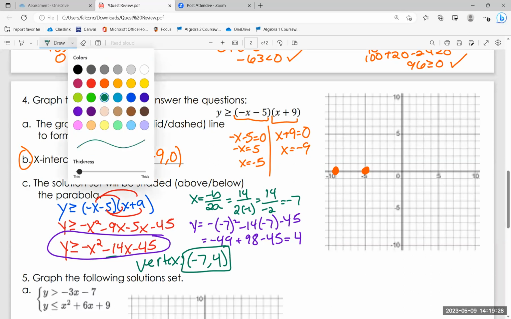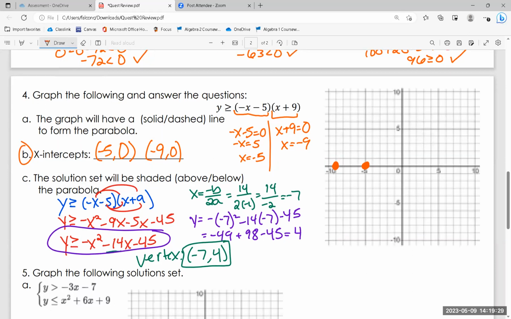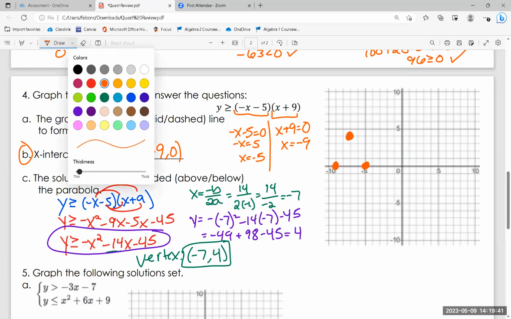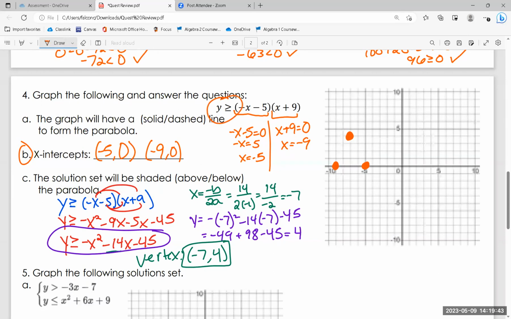So we want to graph that. So go to -7 up to 1, 2, 3, 4. All right, so this is where we have to figure out if we're going to do a solid or dashed line for our parabola. So this is where we look at our original problem. So it's equal to. So if it's greater than or equal to, it's a solid line. So if we draw this parabola, it's going to be solid.